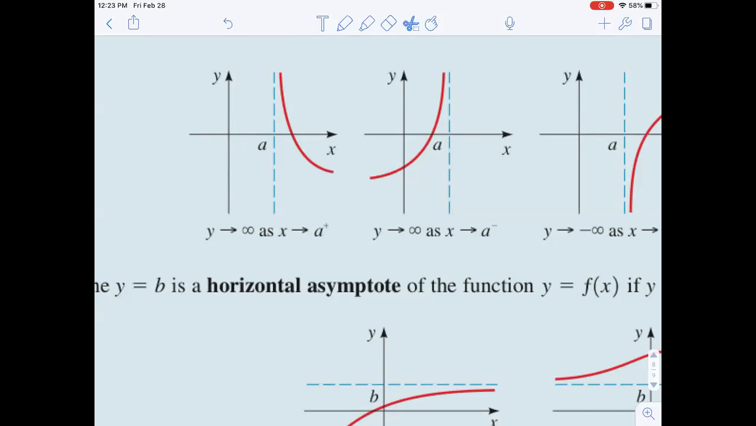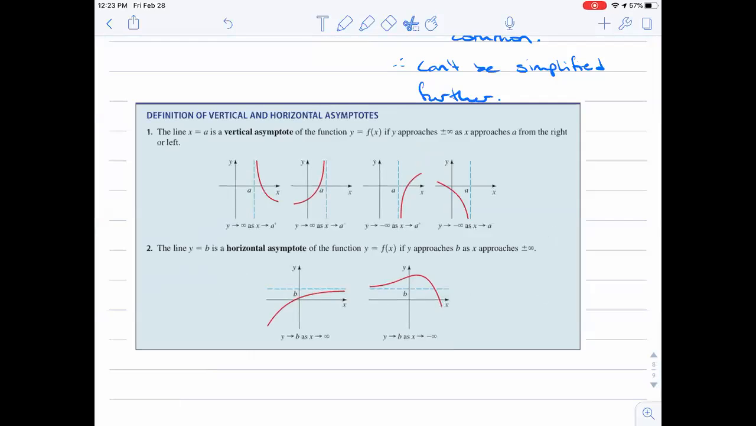From the right. It's not very clear here, but because I'm so zoomed in, there's a little plus here saying from the right, or from the positive side. Here, same thing: y is going to positive infinity as x approaches a from the left. Is that superscript negative? Okay, so let's write little notes about it.